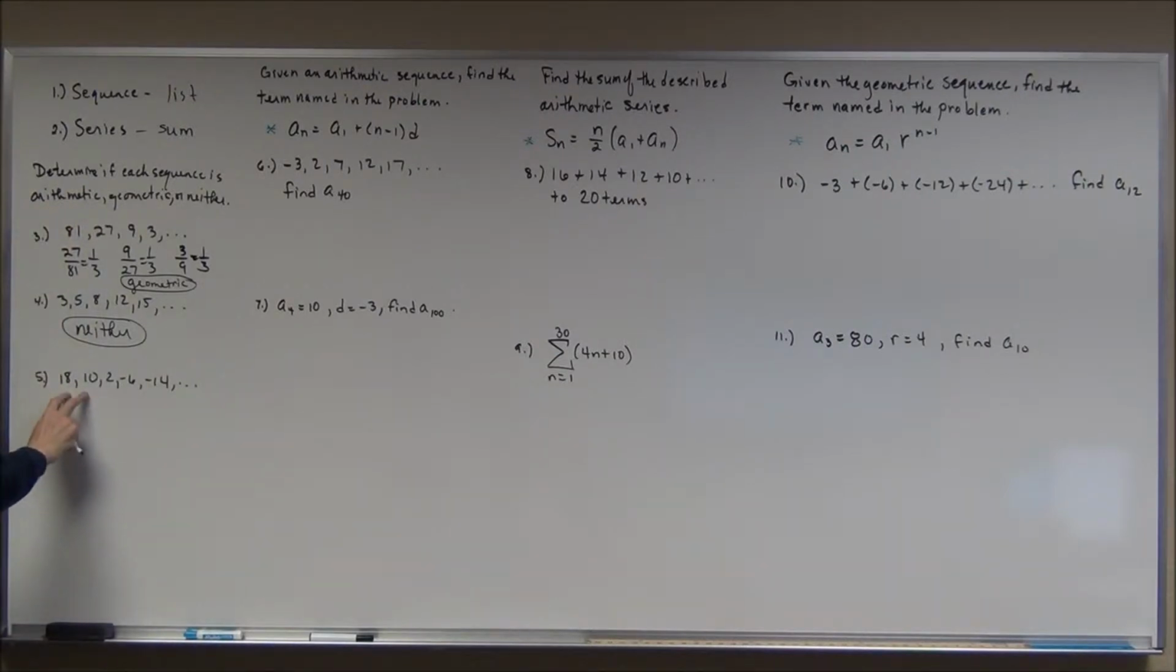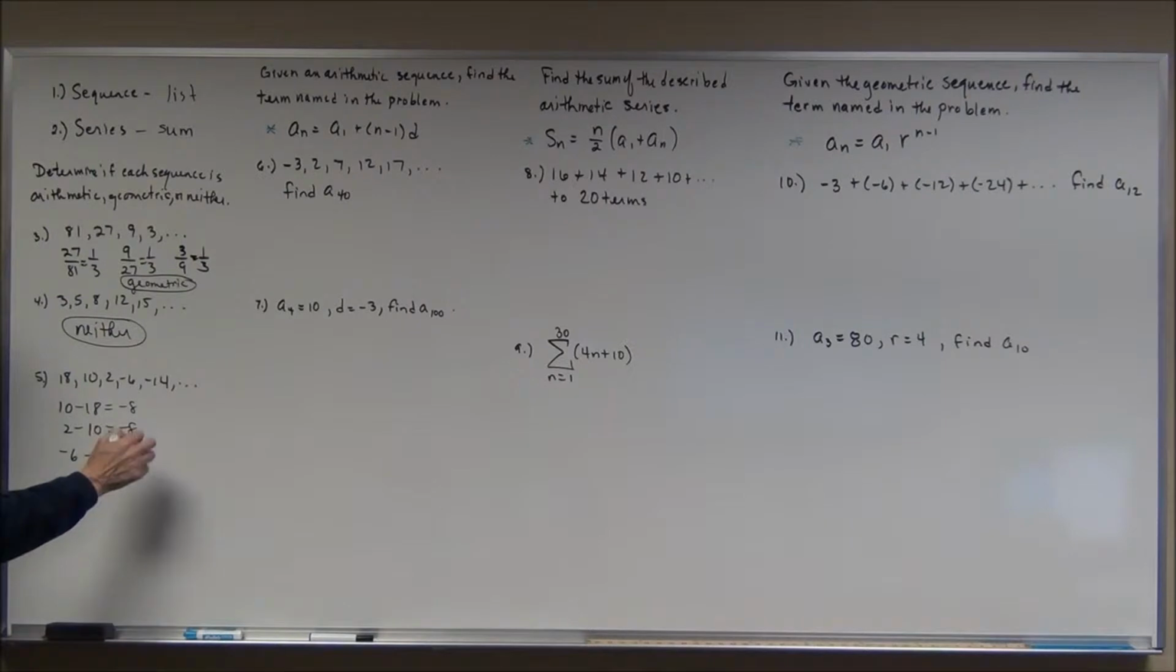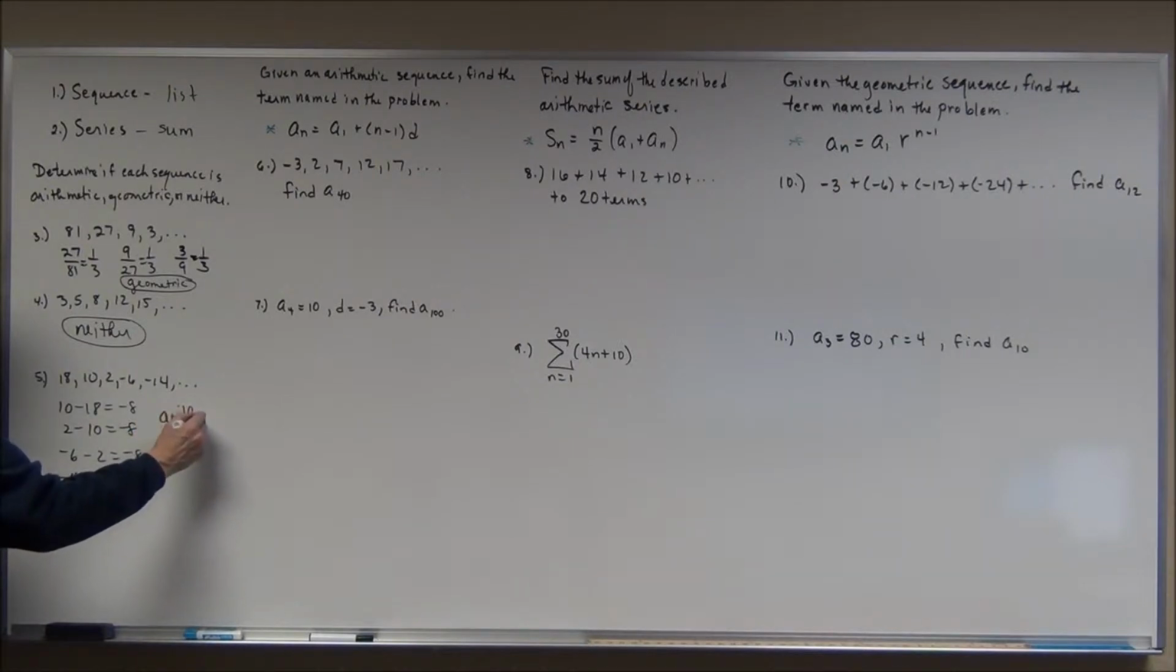I take the first 2, subtract the second minus the first. 10 minus 18, negative 8. Take the next 2, the second and the third. Third minus the second, negative 8. Take the next 2, negative 6 minus 2, negative 8. Take the last 2, negative 14 minus a negative 6. It's like adding the opposite. Negative 8. Notice the common difference. Therefore, it's arithmetic.